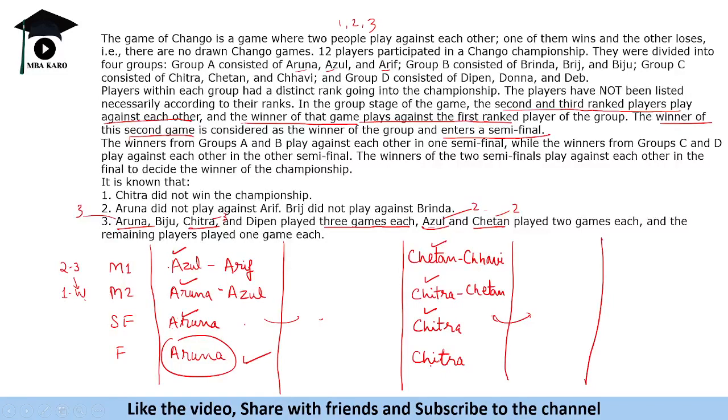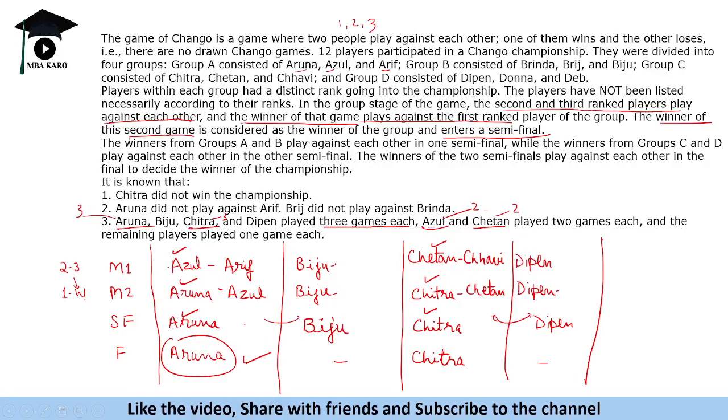Okay. Now Biju and Deepan also played 3 games. Biju and Deepan cannot play in the final because the final is between Aruna and Chitra. So Biju will play this match, and Biju will play this match. Okay, so Biju versus Aruna, Aruna wins. Chitra versus Deepan, Chitra wins, and Deepan will play these 2 matches as well. So this is how we have figured out the matches.